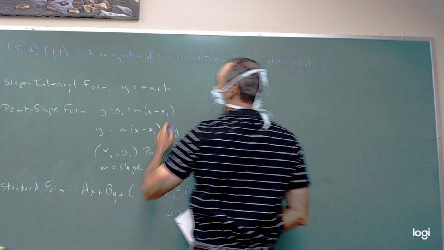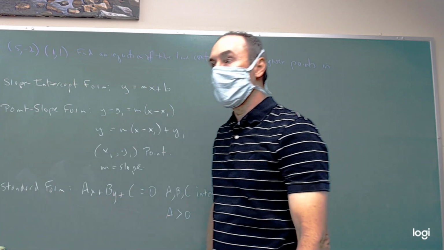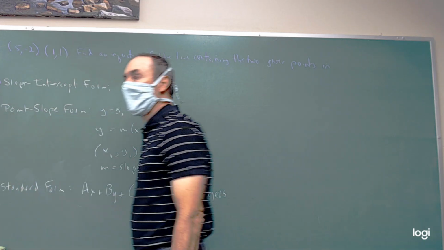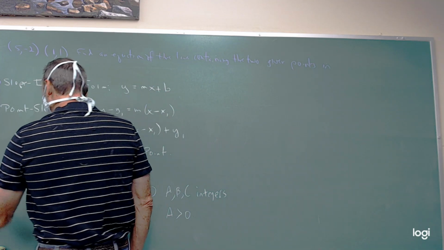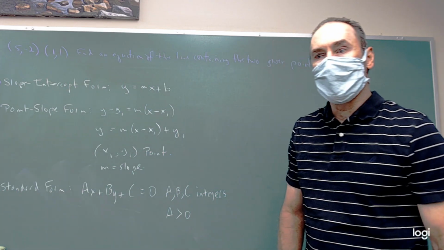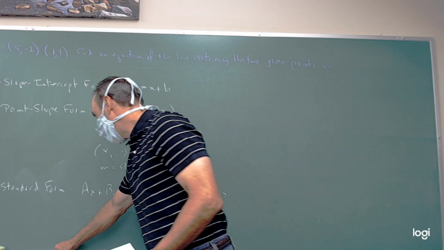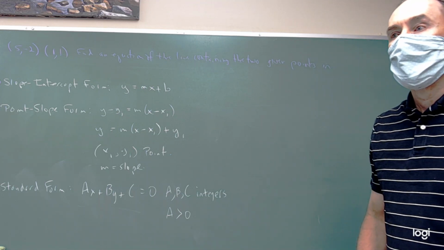And then I'm going to say A, we're going to put it into point slope form. And B, after we've done that, we're going to put it into slope intercept form. And then finally in part C, we're going to put it into standard form. Does that make sense, the idea here? So how do we start?